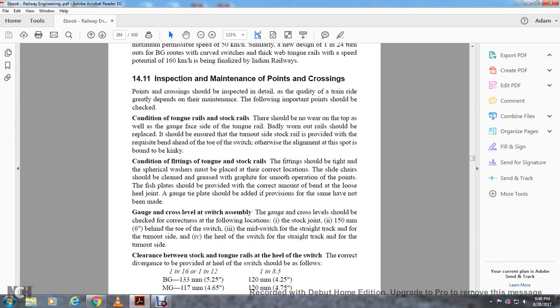Alright, 14.11, inspection and maintenance of points and crossing. Points and crossing should be inspected. The quality of the train ride greatly depends on the maintenance. The following items of importance should be checked: the condition of the tongue rail and stock rail.